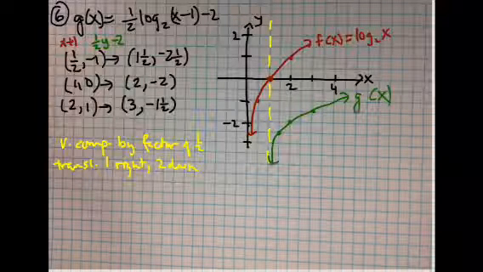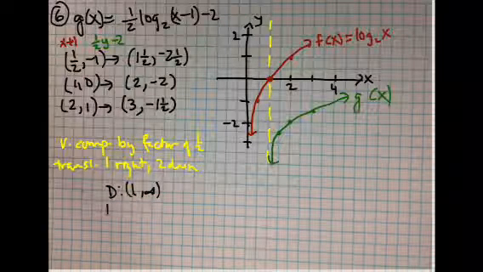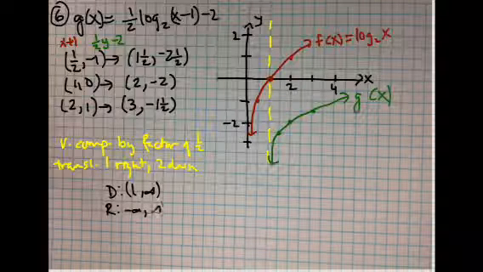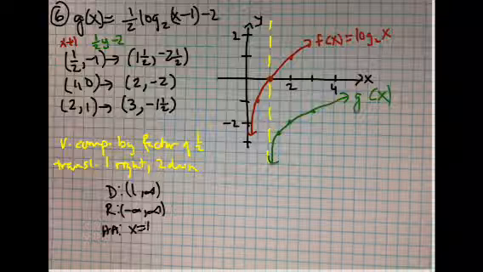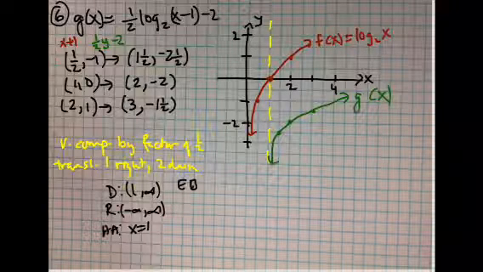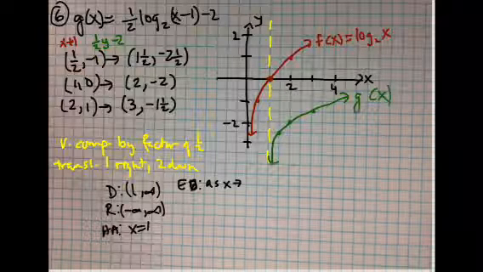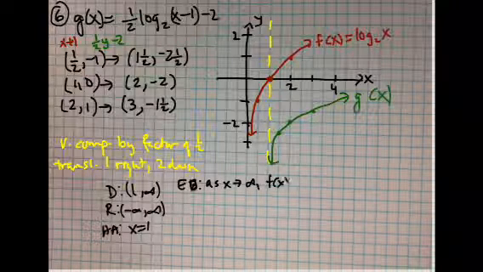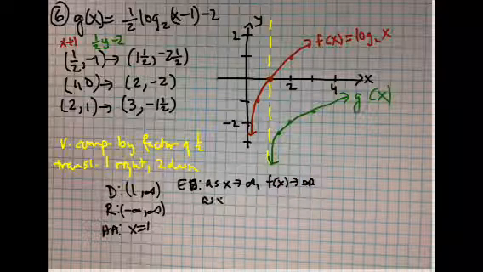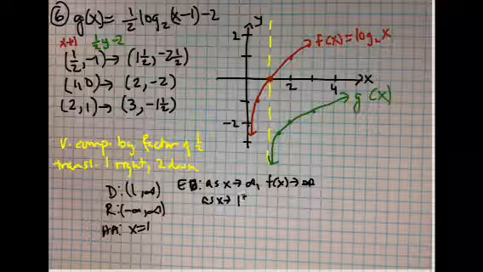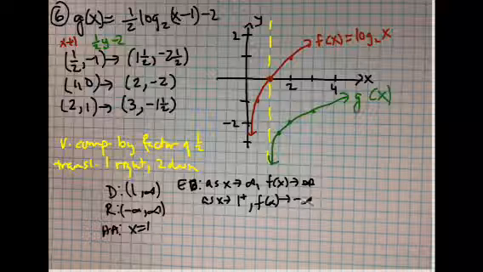So the domain is from 1 to infinity, the range is all reals, the asymptote is x equals 1, and the behaviors: as x goes to infinity, f of x also goes to infinity, and as x approaches 1 from the right, f of x goes to negative infinity.